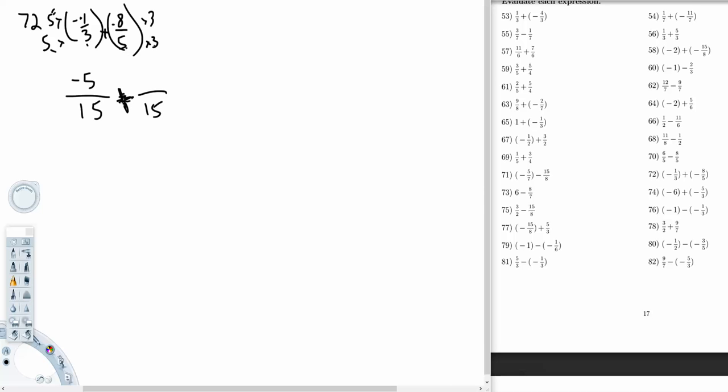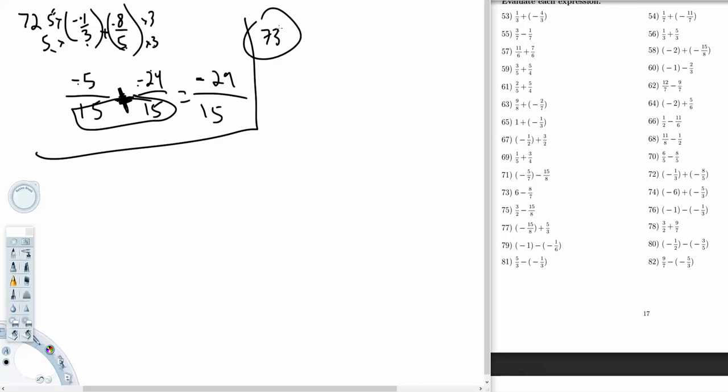Here's a plus sign. Negative 3 times 8, sorry, negative 3 minus 24 equals, carry over the denominator, negative 5 plus negative 24. When the signs are the same, put it here, and then you just add these two. 5 plus 24 equals 29. And that is reduced. 73 now.